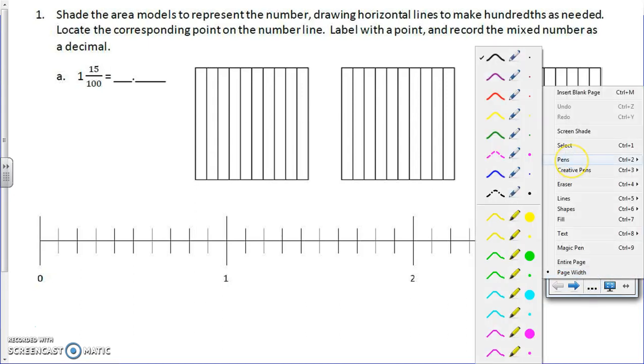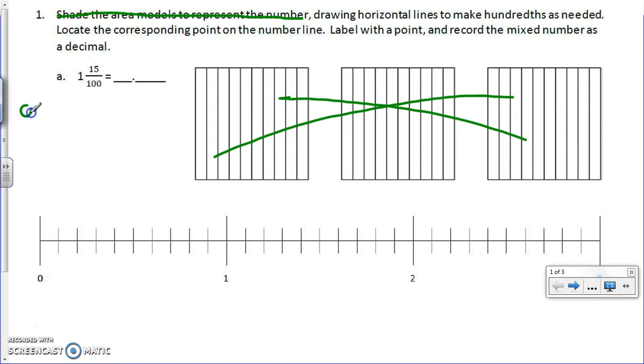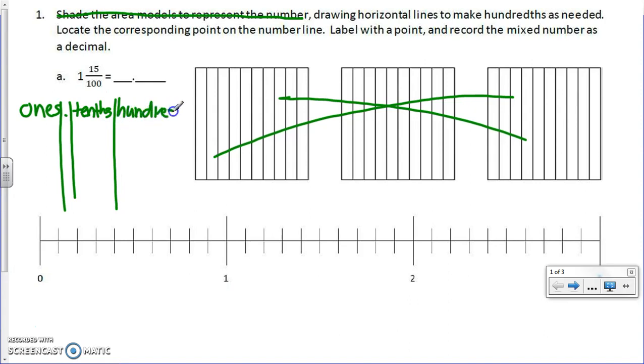So, the first thing we're going to do is, we're not actually going to use the area model, because we're going to use a place value chart. So the first thing we're going to do is write a place value chart down in this space we have here. So we have ones, our decimal point, tenths, and hundredths. So the number we have is 1 and 15 hundredths.